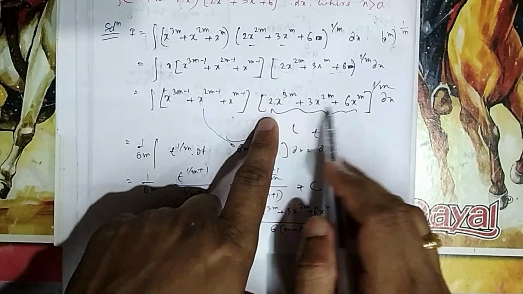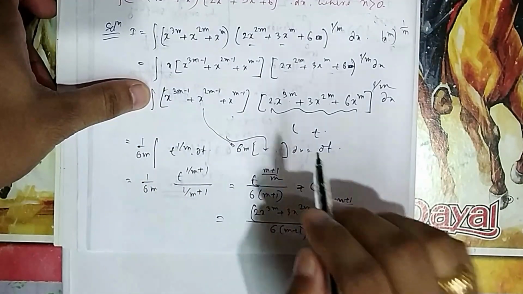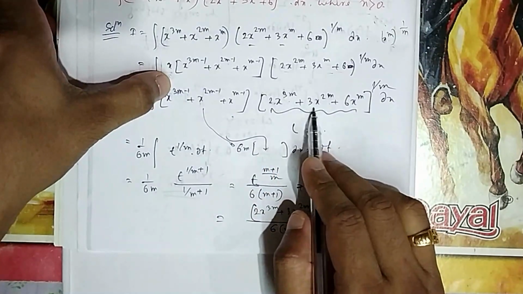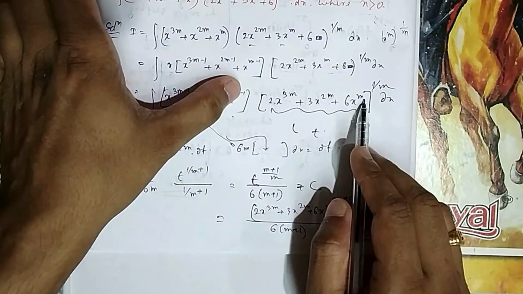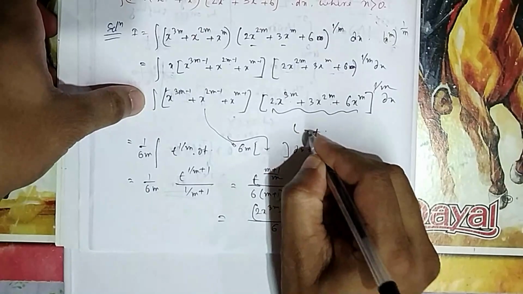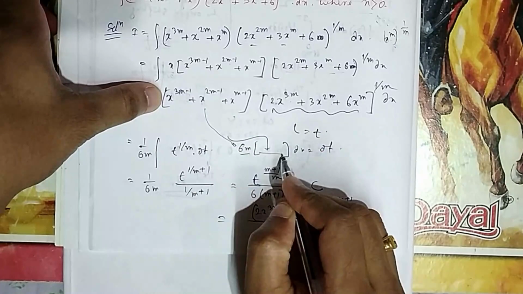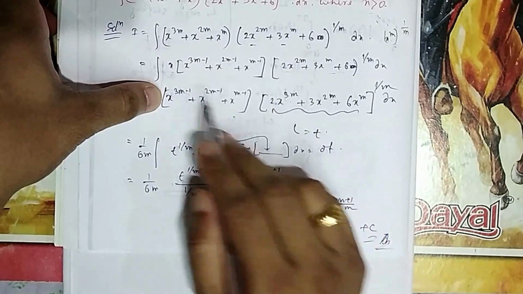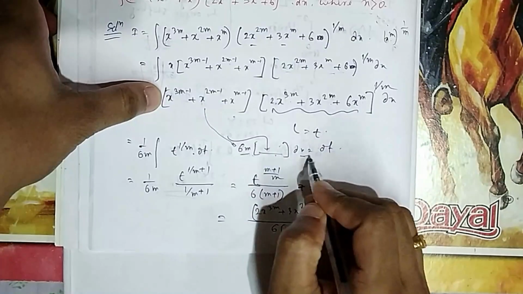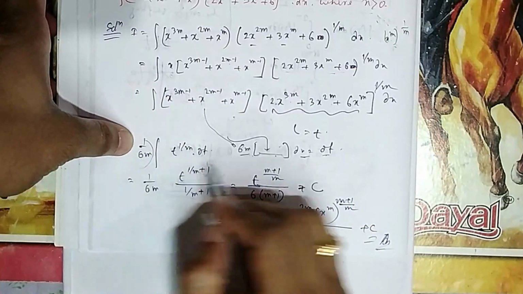So now if you take this one as t, you will find the differentiation of this one is this one. How? If you take the differentiation, it will be 6x to the power 3m minus 1, 6x to the power 2m minus 1, 6x to the power m minus 1. So if you take 6m common, this is equal to t. If you do differentiation, 6m x to the power 3m minus 1, 6m x to the power 2m minus 1, 6m x to the power m minus 1, dx equals dt. So this into dx will be equal to dt, and 1 by 6m will come.